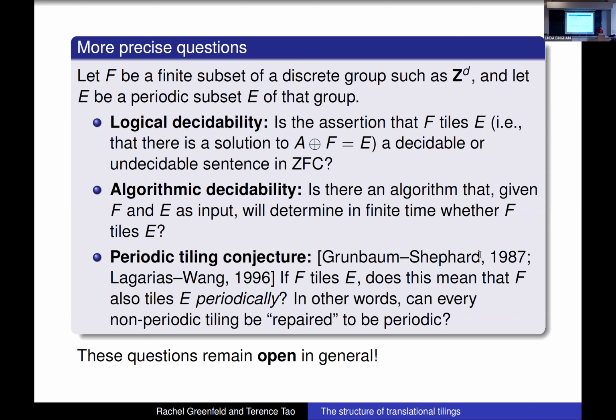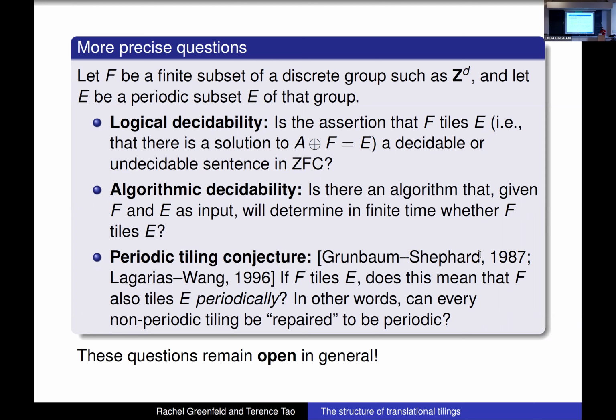Closely related to that is the question of algorithmic decidability. Is there some computer program, an algorithm, which if you feed it a finite set F in Z^d, and a periodic set E in Z^d, will tell you whether F can tile E? Is there an algorithm, a Turing machine, if you wish, which in finite time will spit out yes, if F can tile E, or no, if F cannot tile E? So this is the question of algorithmic decidability.